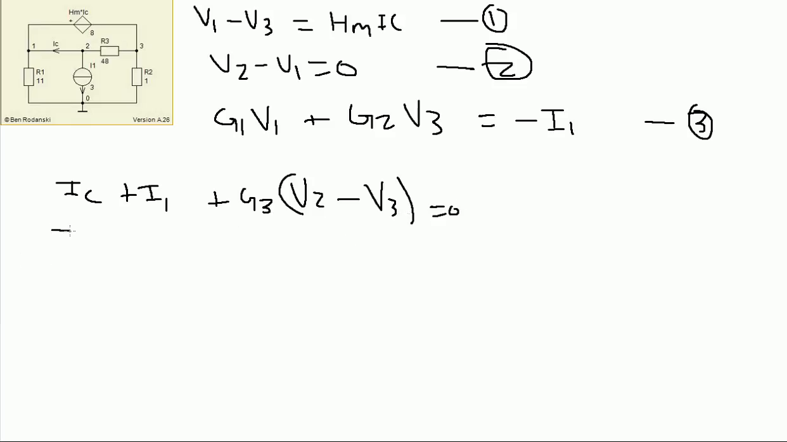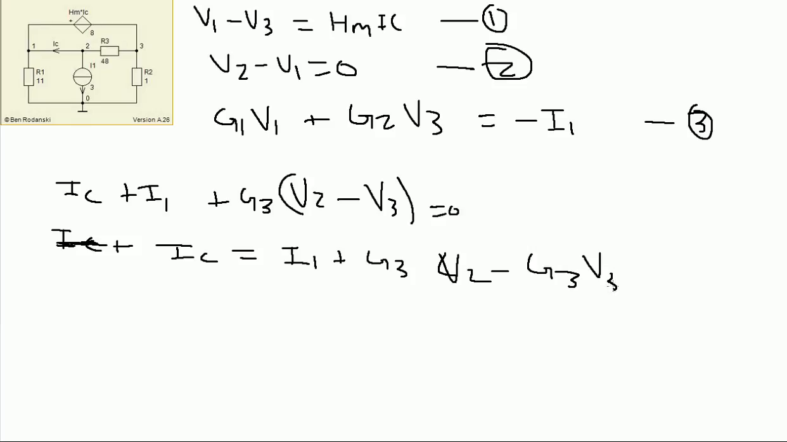So then we'll have IC equals I1 plus G3 V2 minus G3 V3. We'll just expand because it'll make it easier when we do the actual equations later on. Okay, so that equals IC, which we needed to find out. So now we've got what IC is, which is up here, the equation that we need to put into it.